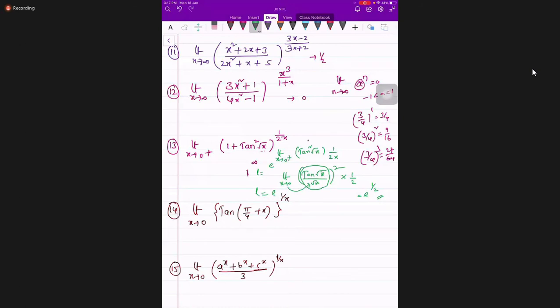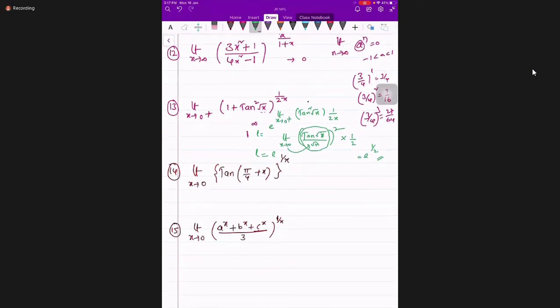What about the next question? Sir, I got e square. You got e square. Yeah, correct. What about the 15th? Anybody? The 14th is e square, correct? So can you solve the 14th one?